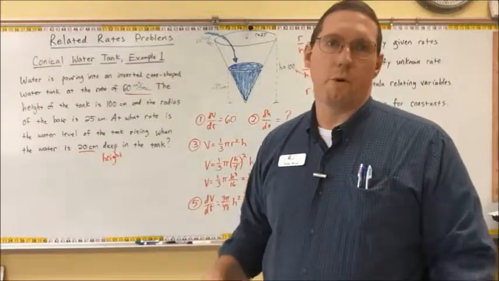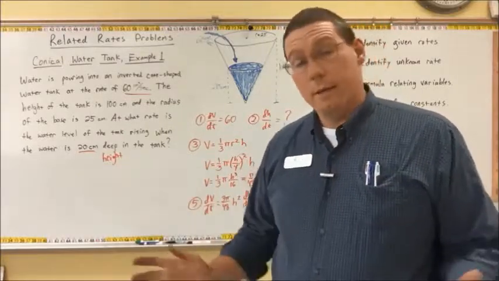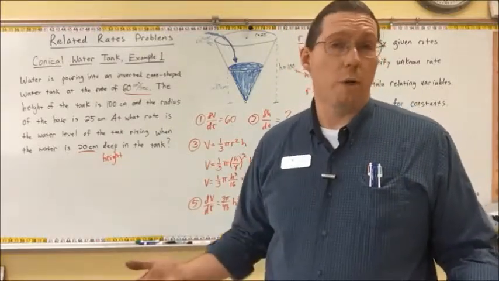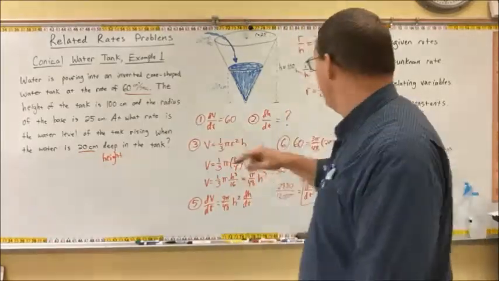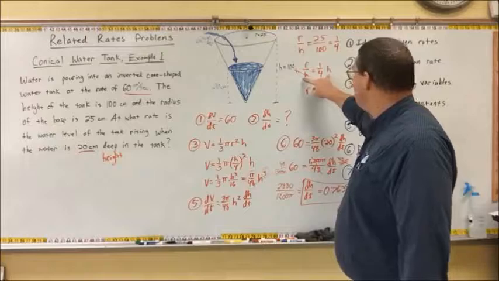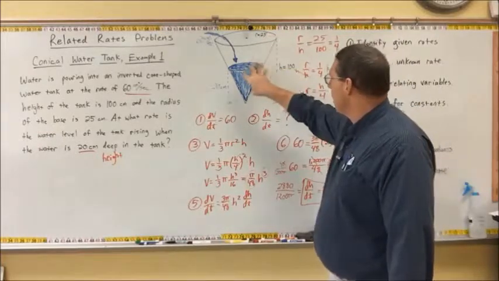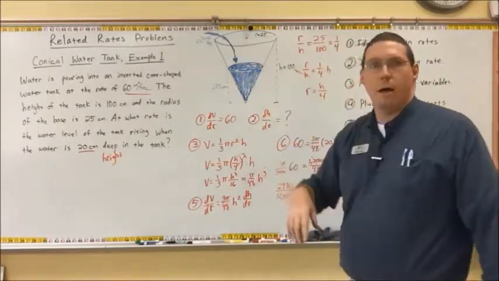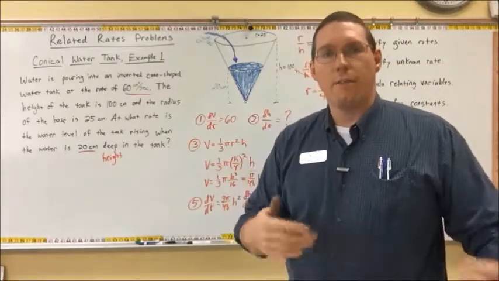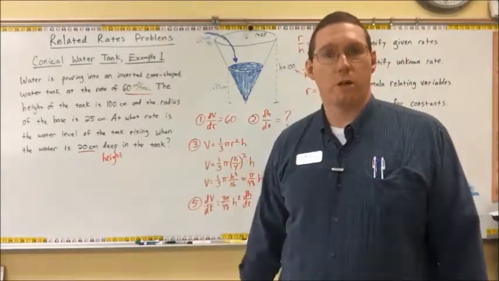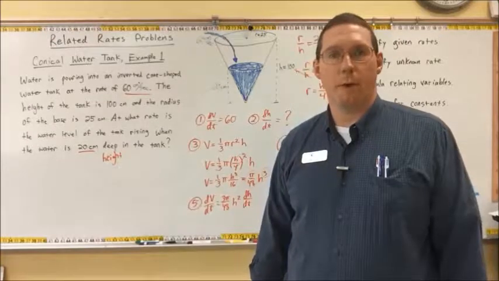I am going to do one more example of the conical water tank. Interestingly enough, it's not a cone, it's a different shape, but it's still basically a water tank, and it still uses the idea that I have to relate two variables to each other because I have similar shapes. One shape that is water, and the other one that is the container that the water is in. Okay, so let's go ahead and do that one.